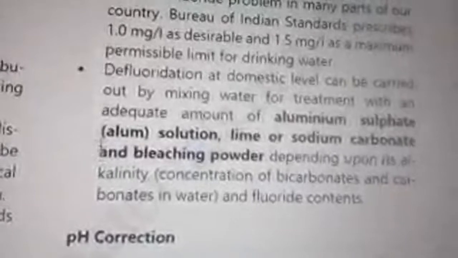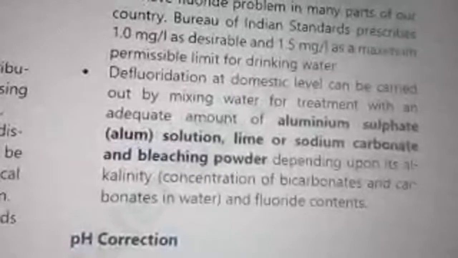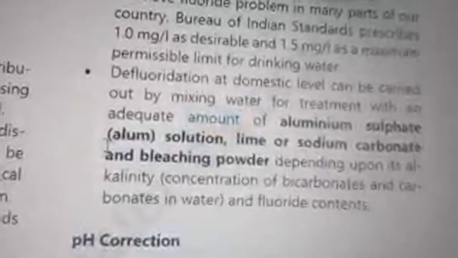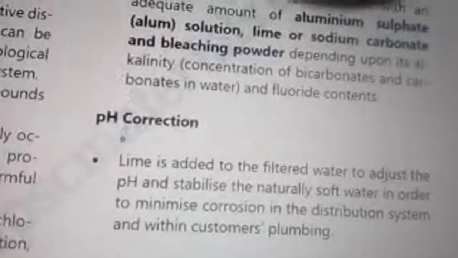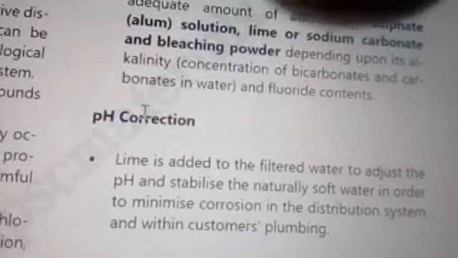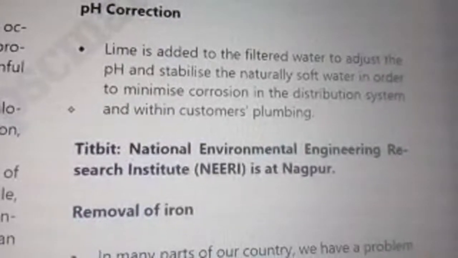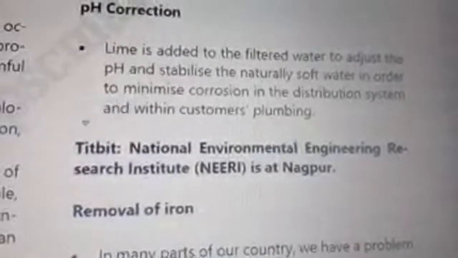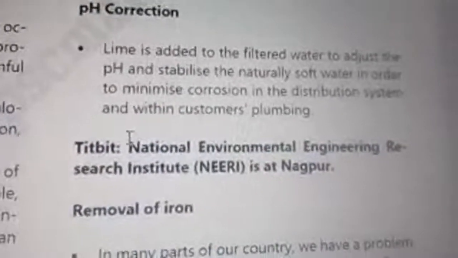Defluoridation at domestic level can be carried out by mixing water for treatment with an adequate amount of aluminium sulfate, alum, solution, lime or sodium carbonate and bleaching powder, depending upon its alkalinity, concentration of bicarbonates and carbonates in water, and fluoride contents. pH correction. Lime is added to the filtered water to adjust the pH and stabilize the naturally soft water in order to minimize corrosion in the distribution system and within customers' plumbing.